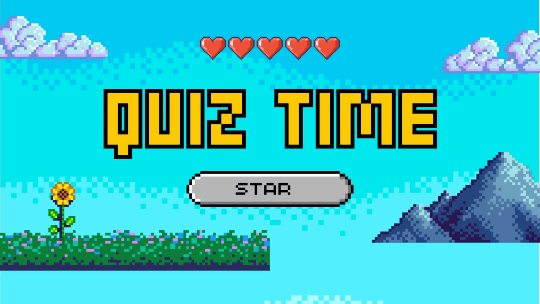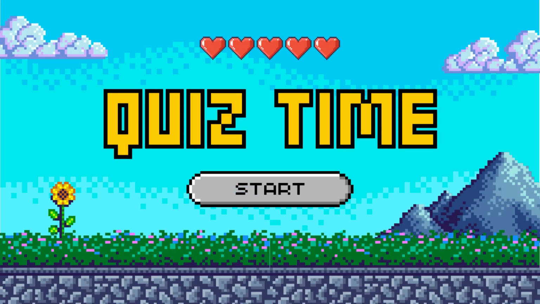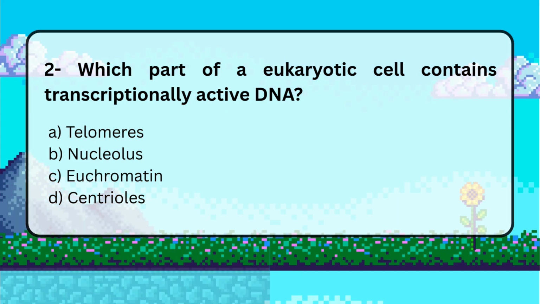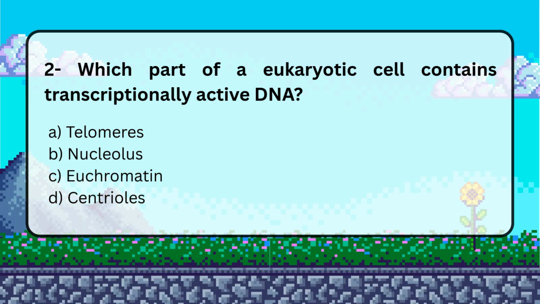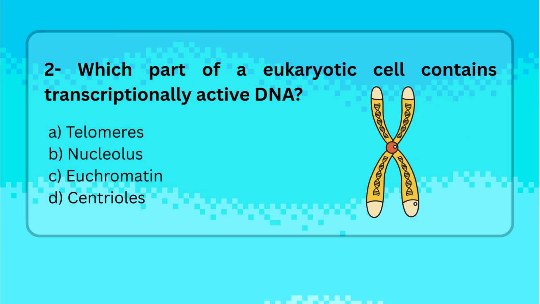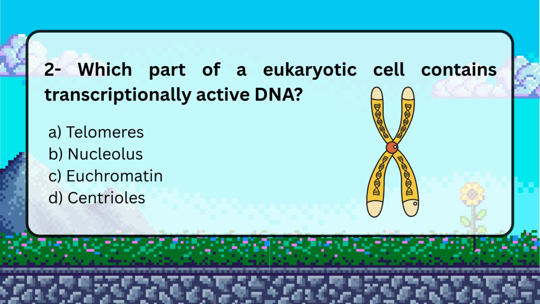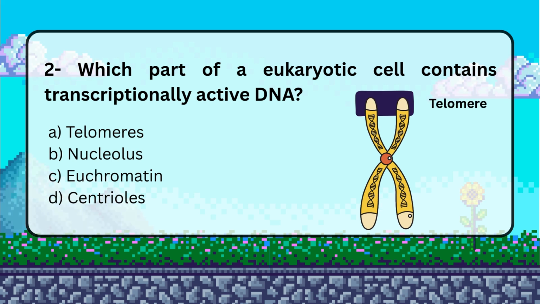Now the MCQ that can be asked by the examiners is: which part of a eukaryotic cell contains transcriptionally active DNA? Now let me share the structure of the chromosome. This is a chromosome structure. Now this portion is known as the telomere portion. This is the centromere portion, right? The loosely packed chromatin is called euchromatin.